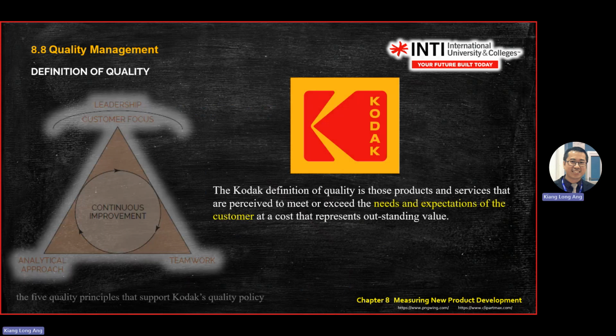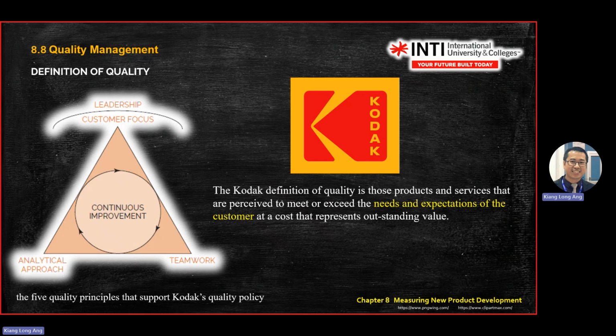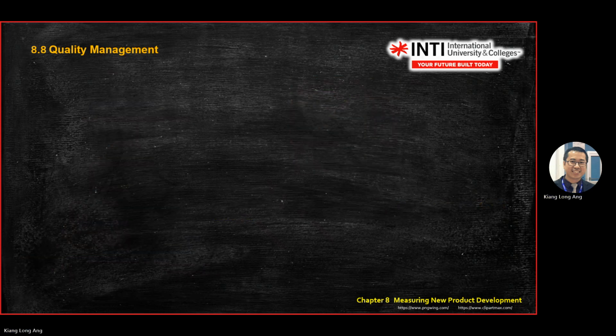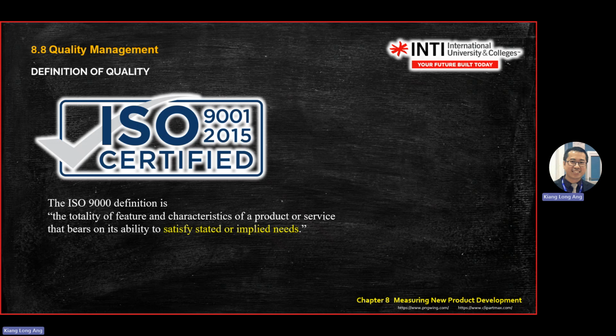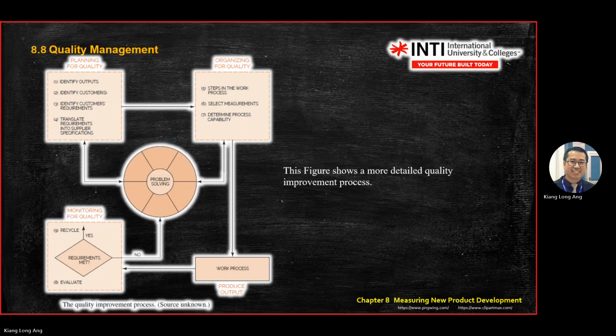So for example, Kodak, they use this triple point. I showed you this one before. Okay. So Kodak, they have these 5 quality principles. 1, 2, 3, 4, 5. About here, this triangular. Right. Teamwork, analysis, leadership, customer focus, and then continuous improvement. Then there's some certification, ISO 9000. This one is a quality improvement cycle.